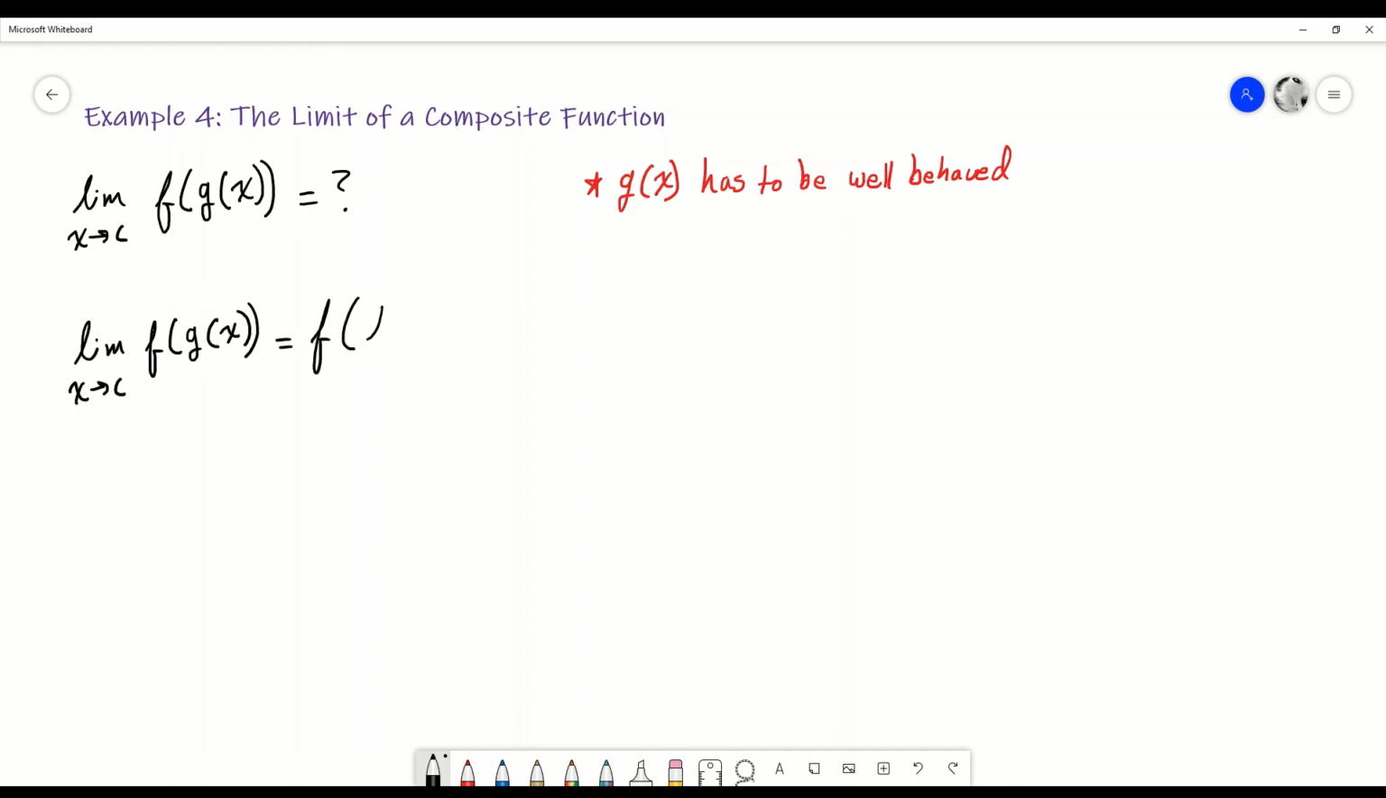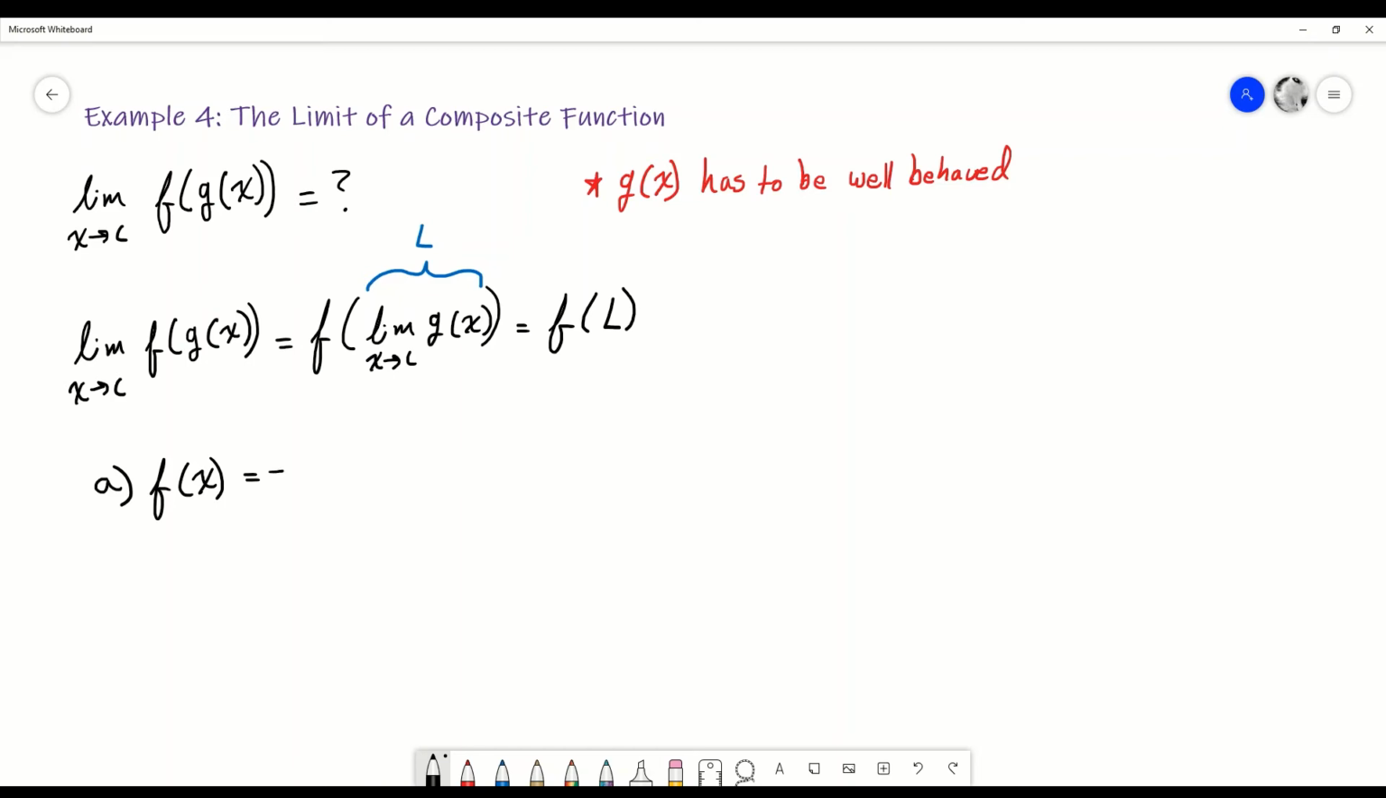by taking the limit statement, bringing it inside f of x, evaluating the limit as x approaches c of g of x, which should give you a number. Let's call that number L. Then once you have that number L, you can evaluate f at that value. So let's take a look at more concrete functions.